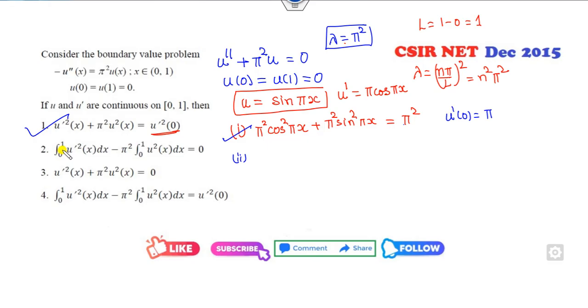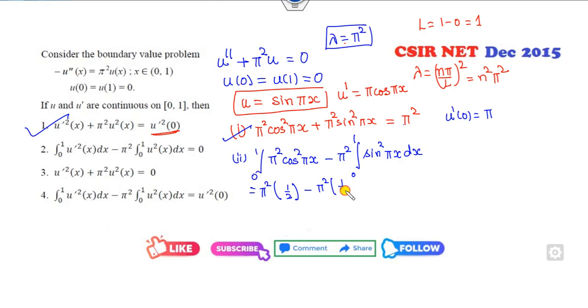Second option: integral 0 to 1 of u dash square, that means pi square cos square pi x, minus pi square times integral 0 to 1 of u square. What is u square? Sine square pi x dx. By using the orthogonal property, this answer will be half, and it's pi square, this answer is half. So this will be 0.